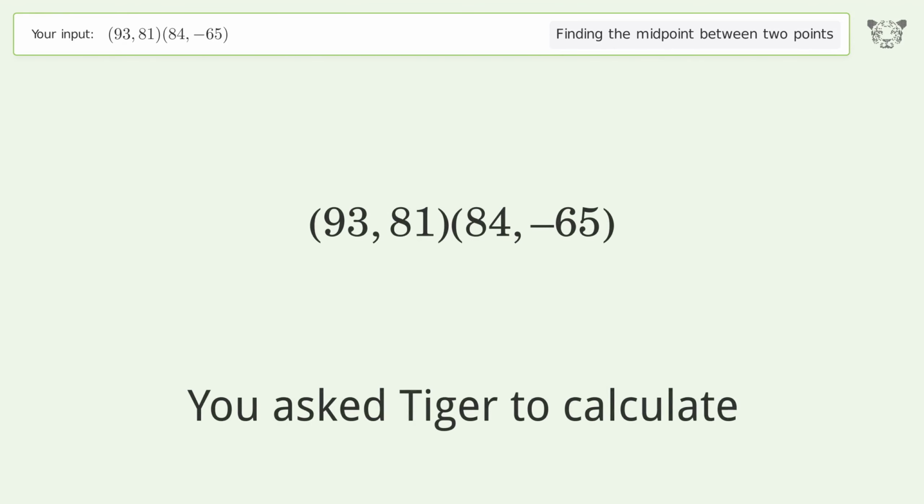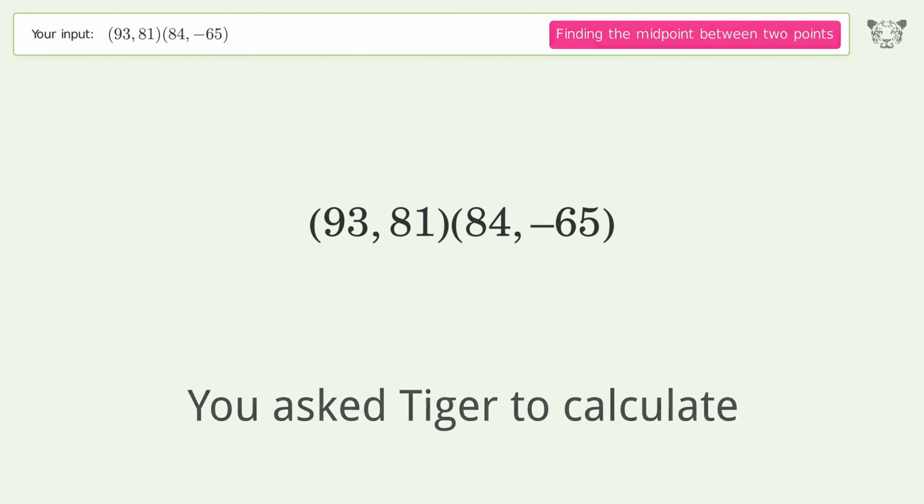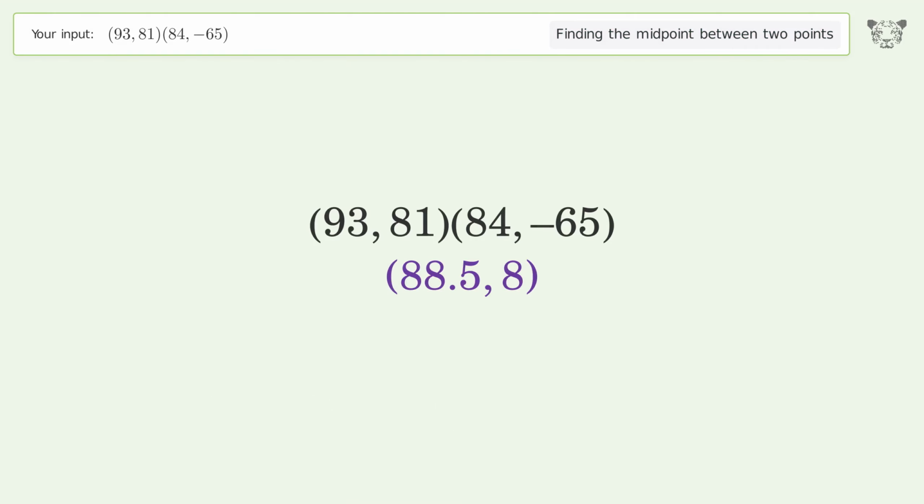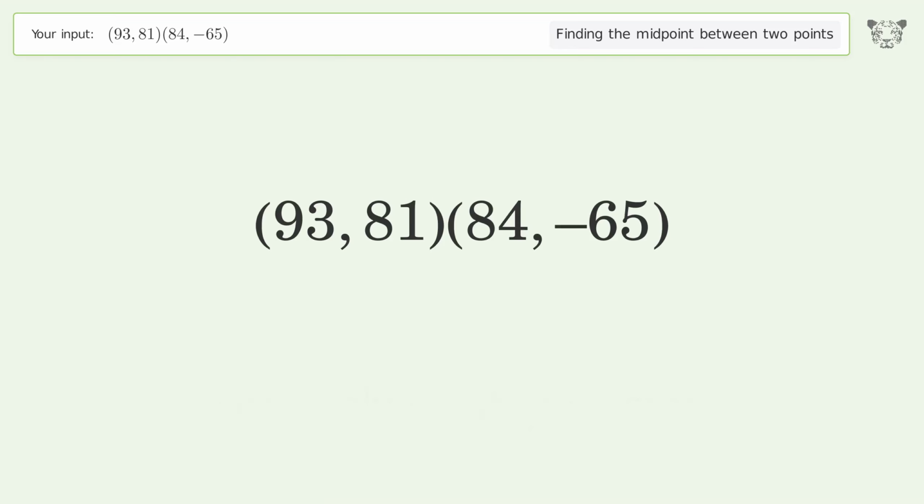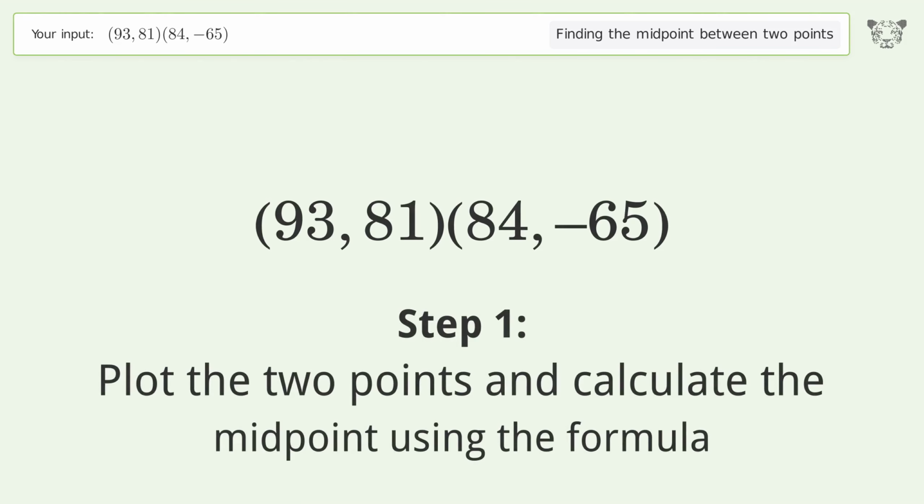You ask Tiger to calculate. This deals with finding the midpoint between 2 points. The midpoint between the 2 points is 88.58. Let's solve it step by step. Plot the 2 points and calculate the midpoint using the formula.